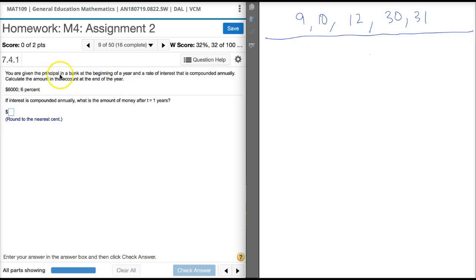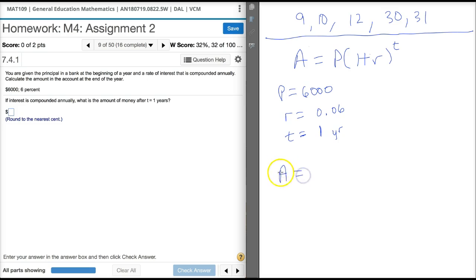We're given the principal in a bank at the beginning of a year and the rate of interest that is compounded annually. We want to calculate the amount in the account at the end of the year, meaning the accumulated amount. So here we're using this formula, and we know that our P is $6,000. Our interest rate is 6%, which in decimal form is 0.06. The time they gave us is 1 year. And so we have all the information that we need.